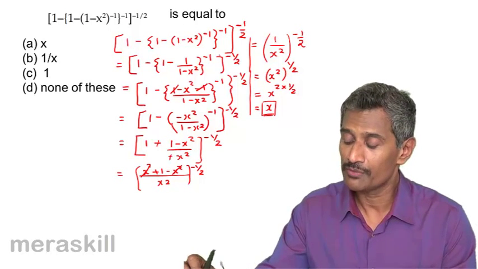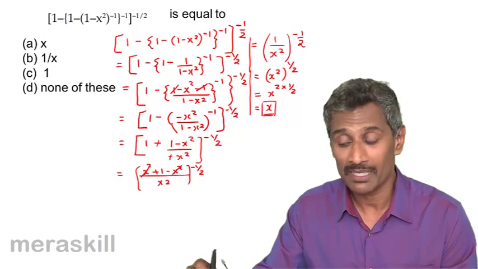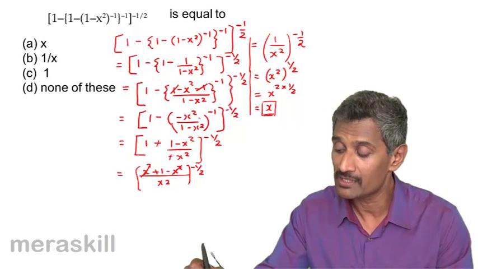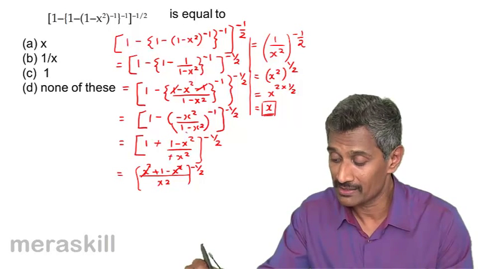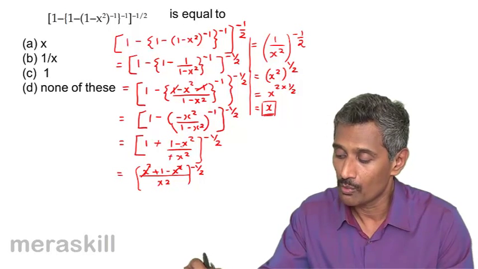So basically what we are doing, we start with the smallest bracket. We write it as 1 upon 1 minus x square, take the LCM and you get this. Then next move to the next bracket, further reciprocate it. So it becomes 1 minus x square upon x square, the whole raised to 1.